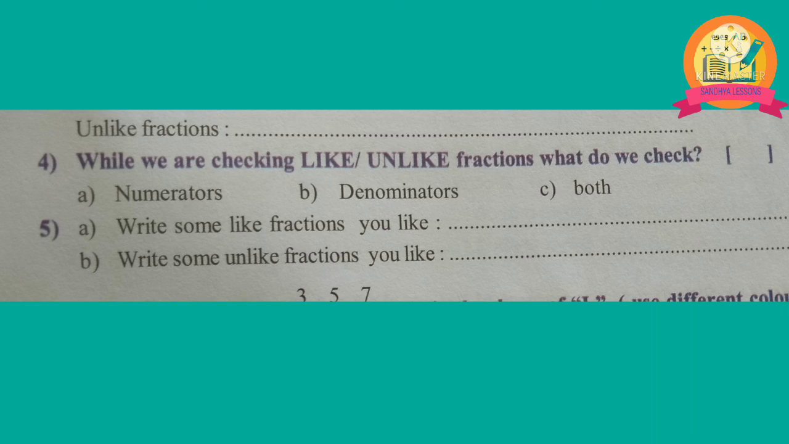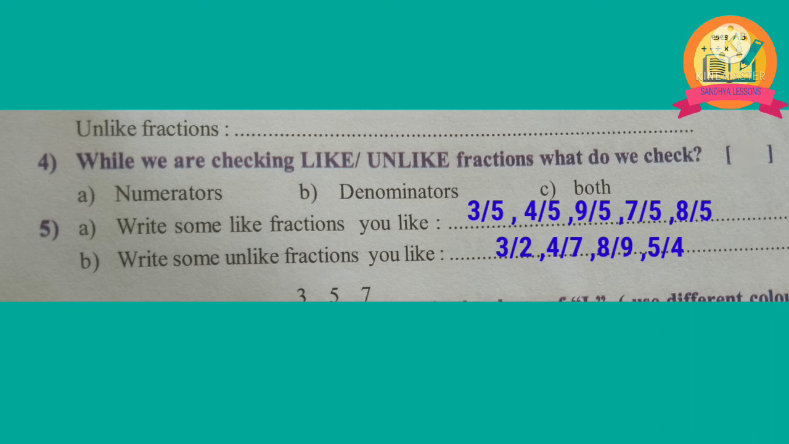Fourth Roman, while we are checking like or unlike fractions, what do we check? Denominators. Fifth Roman, write some like fractions you like. 3 by 5, 4 by 5, 9 by 5, 7 by 5, 8 by 5. B question, write some unlike fractions you like. 3 by 2, 4 by 7, 8 by 9, 5 by 4.